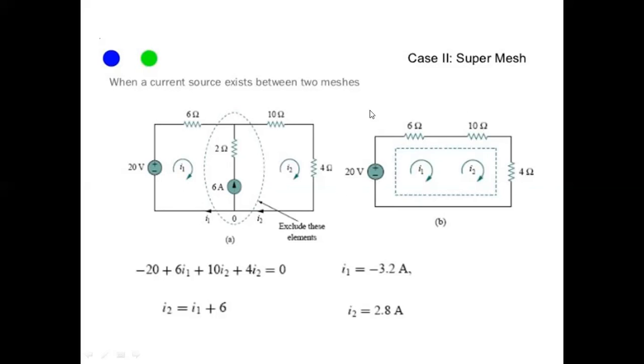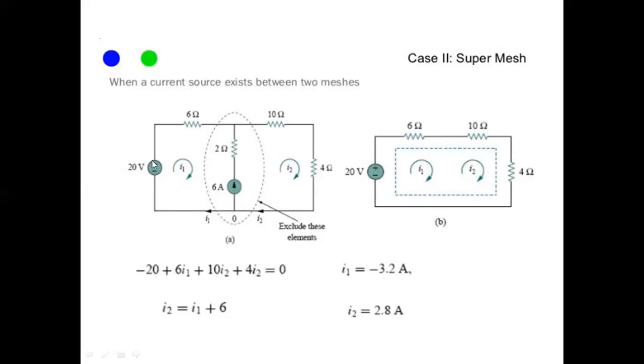So for figure B, we have to develop an equation. What will be the equation? Look, 6I1, don't be confused. This I1 current is only for the 6 ohm and the I2 current is for the 10 and 4 ohms. So 6I1, same direction, plus 10I2 plus 4I2. But here it is minus 2 plus, that means minus 20, equals 0. This is one of the equations.